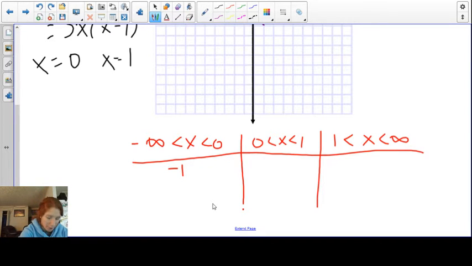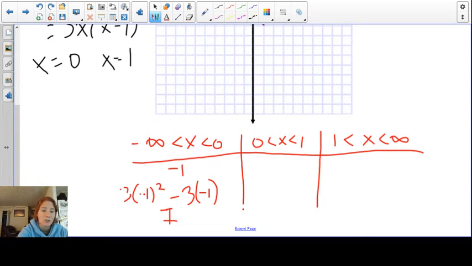So if I plug that in, I have 3 times negative 1 squared minus 3 times negative 1. Negative 1 squared gives me 1. 3 times 1 is 3. Negative 3 times negative 1 gives me positive 3, so I have 3 plus 3, which is 6. So now this is saying that I have 6, a positive number. So I'm going to write an I here for increasing. So my function is going to be increasing from negative infinity to that point of 0.